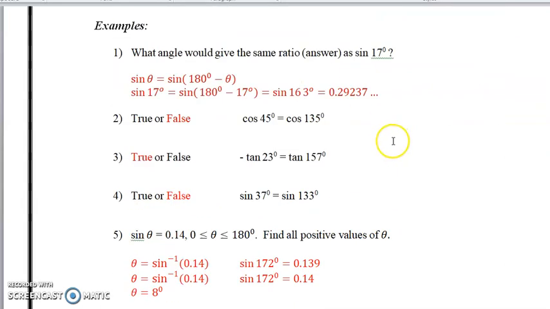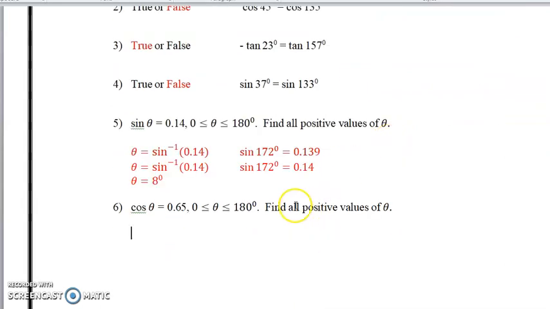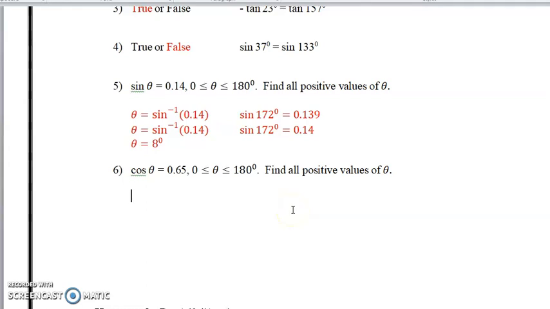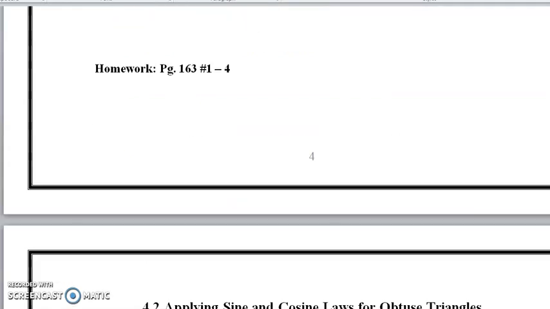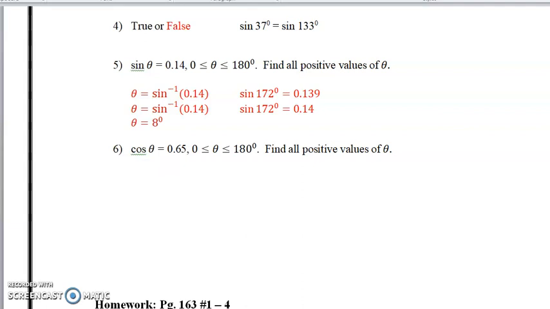This scenario right here, sine is never negative between 0 and 180. And we're going to learn why, like I said, when we get to some of the later courses, in Math 11 and in Math 12, in some of your pre-calculus courses.